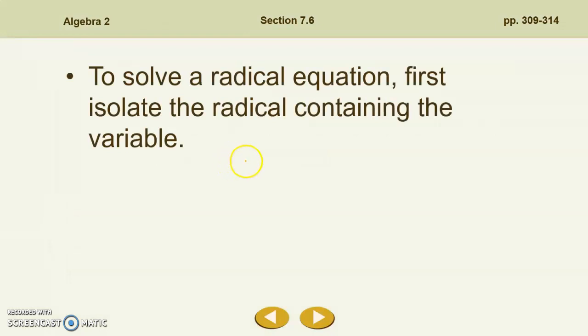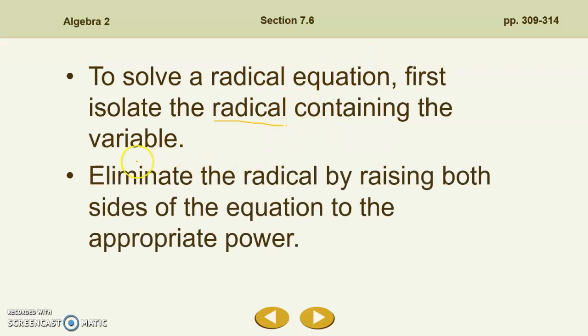To solve a radical equation, first we're going to follow this step. First, isolate the radical containing the variable. This shouldn't be too odd to you, because when we've solved for variables before, we've had to isolate the term containing the variable. Now, instead of isolating the term containing the variable, we're going to isolate the radical containing the variable. After we have done that, we will eliminate. So here's step 2. We eliminate the radical by raising both sides of the equation to the appropriate power.